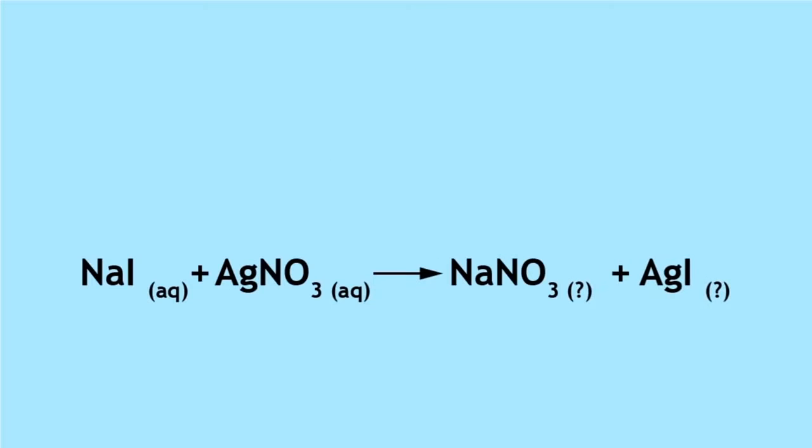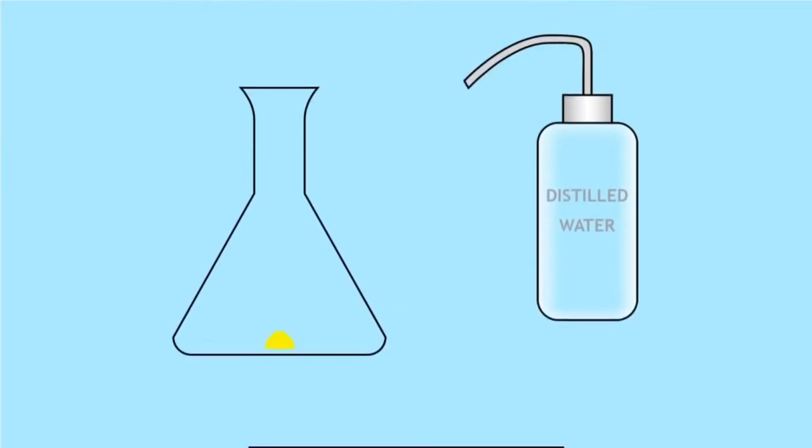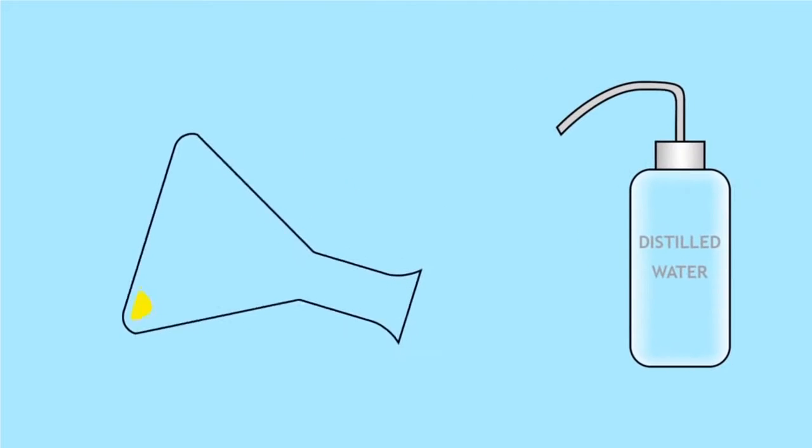Referring back to the equation, we represent this by writing (aq) in brackets as a subscript after sodium nitrate, and (s) in brackets as a subscript after silver iodide. To isolate the silver iodide precipitate, we filter it through a funnel lined with filter paper. Since it is insoluble in water, we can rinse the contents of the beaker with distilled water to ensure that we get all of the precipitate produced.